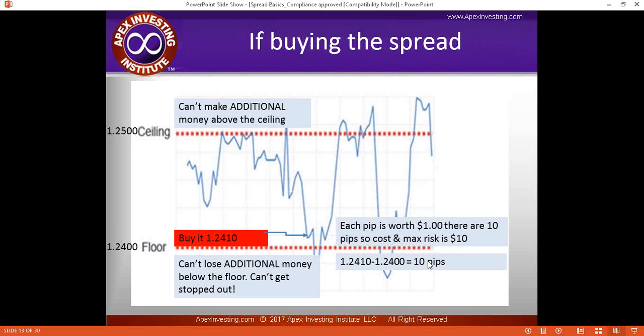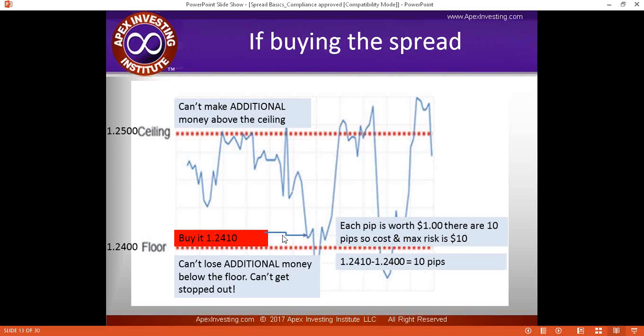That's a difference of what? 10 pips, or 10 ticks, each tick is worth $1. So there are 10 ticks of risk. My max risk is $10. Okay, same example here. I buy it saying it's going up. It goes against me 12 ticks by expiration. How much am I down? If it goes against me 12 ticks, each tick is worth $1. How much am I down?